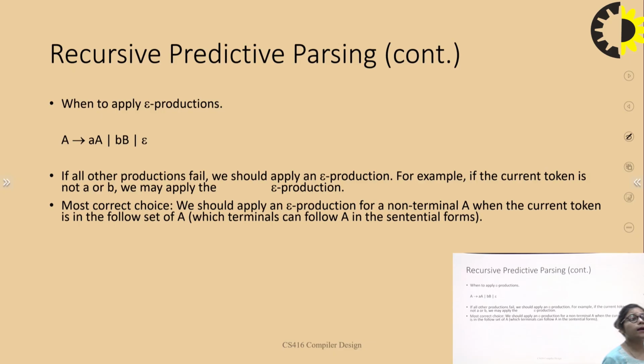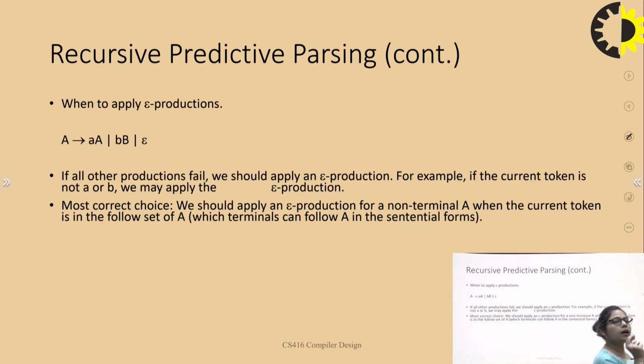Now, when to apply an epsilon production? If all the other productions fail, we should apply an epsilon production. For example, if the current token is not a or b, we may apply the epsilon production. For example, in the previous slide, I showed the input string a, b, c, small a, small b, and small c.